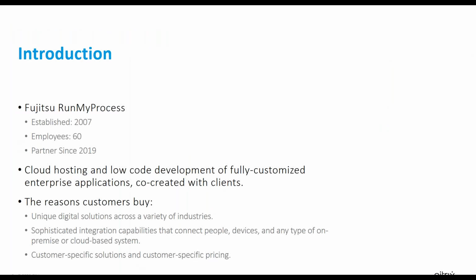Specifically, we're going to look at Fujitsu Runway Process. They enable their customers and partners to create a cloud-hosted digital application using a low-code development process. Since last year, they've been a partner of Citrix, and together we've integrated the intelligence functions of Citrix Workspace with the power of the Runway Process platform, creating the potential to rapidly build truly innovative customer-specific solutions. So let me hand over to Wolfgang to explain more.